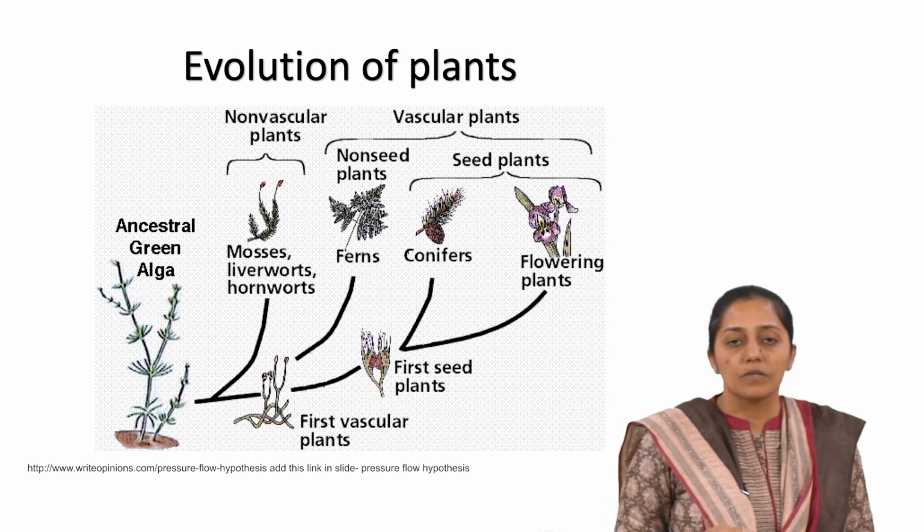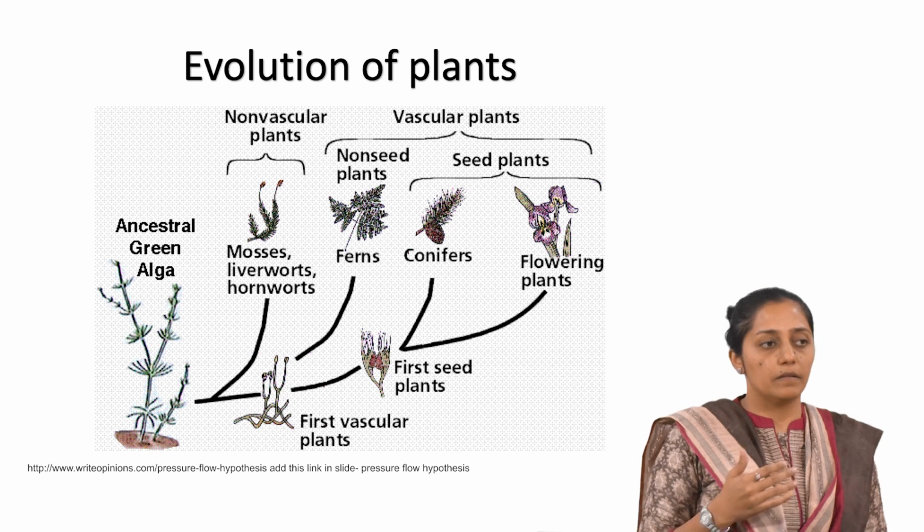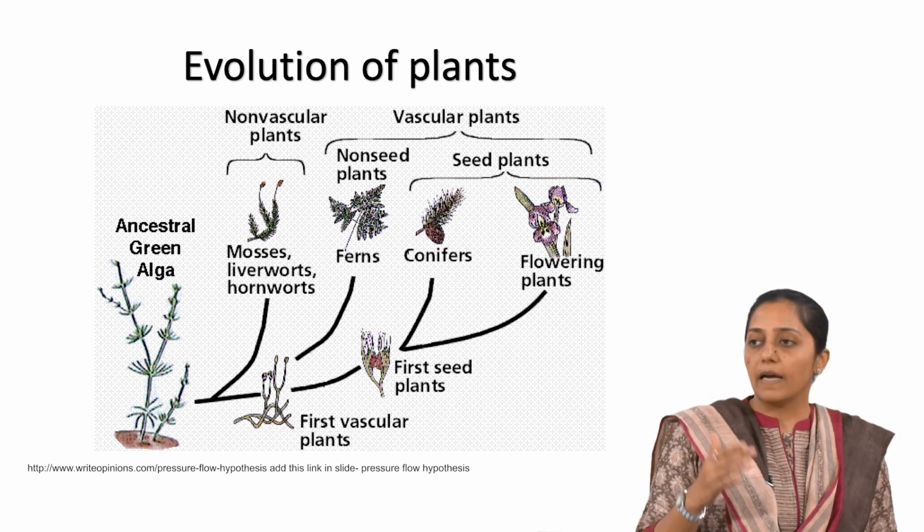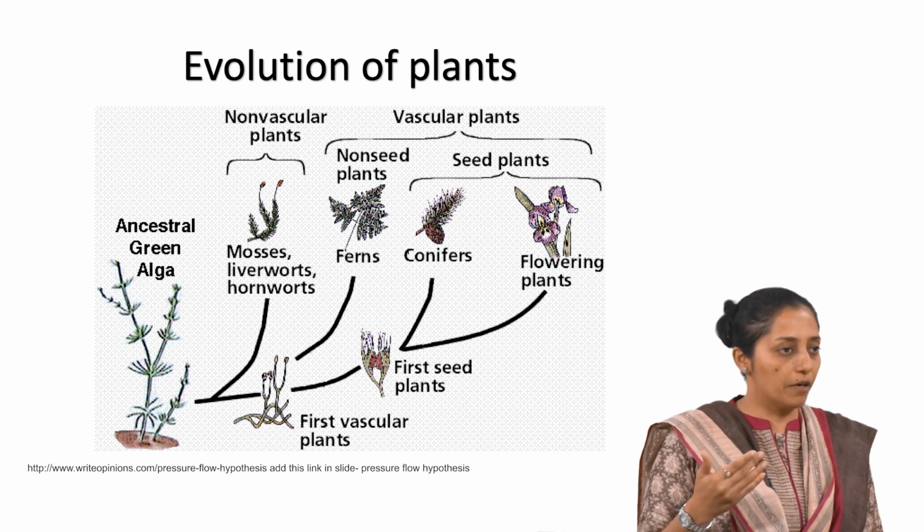So yesterday what did we do? We studied the basic structure of plant cells, the different organelles in plant cells, the distinct features of plant cells, and in what ways plant cells are different in terms of organelles and their functions. So now we will briefly go through how plants evolved and then what are the different types of plant tissues.